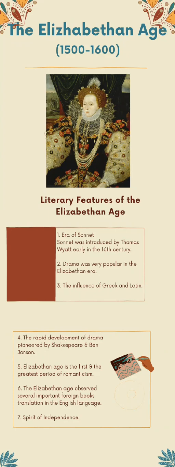So here we are going to explain about the Elizabethan Age. The first topic is about the literary features of the Elizabethan Age. The first point in the Elizabethan Age was the era of the sonnet, introduced by Thomas Wyatt in the early 16th century.